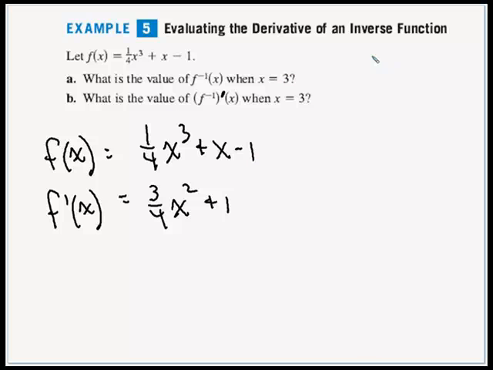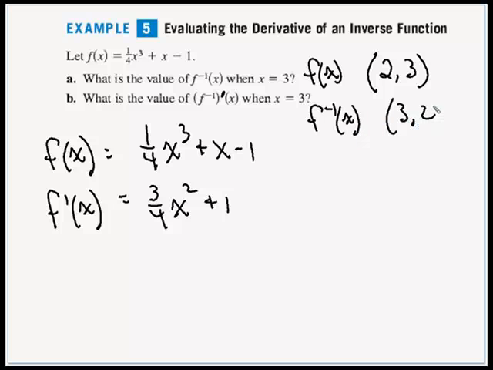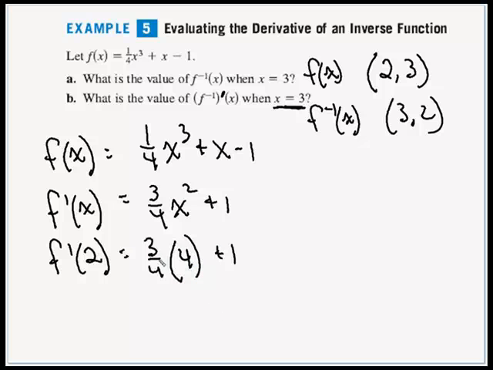So we know we were interested in, again, for our original function, f of x, the point 2 comma 3 was on it. For the inverse, f inverse of x, we had the point 3 comma 2. So to find the slope occurring on the inverse function when x is 3, we can take that reciprocal point and plug it into the derivative of our original function. So f prime of 2 is going to be 3/4 times 2 squared, which is 4, plus 1. So that would be 12/4, or 3, plus 1 equals 4.